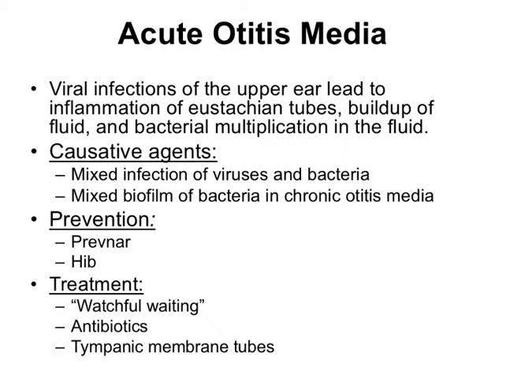Prevention, Prevnar, and Hib. Ultimately, we can deal with this via myringotomy tubes, which are a plastic tube with a collar and a sleeve that's inserted into the drum to equalize pressure on the drum and relieve the pain. It also produces a more aerobic environment in the middle ear that a lot of the bacteria don't like to grow in.